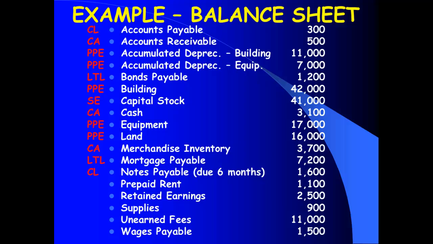Prepaid rent is what type? Current asset, good. Retained earnings? Stockholders' equity, good. Supplies, unearned fees, current liability. Now we're going to assume that we're going to do that work within a year. Wages payable, current liability. Better pay those folks within a year, I promise.